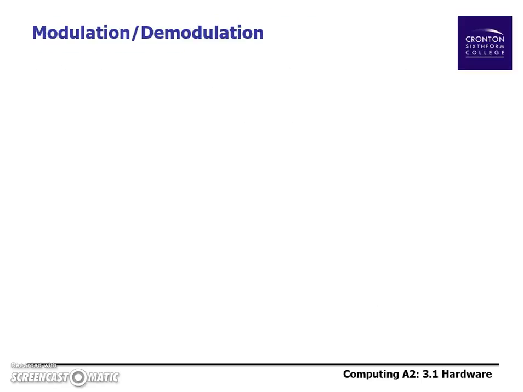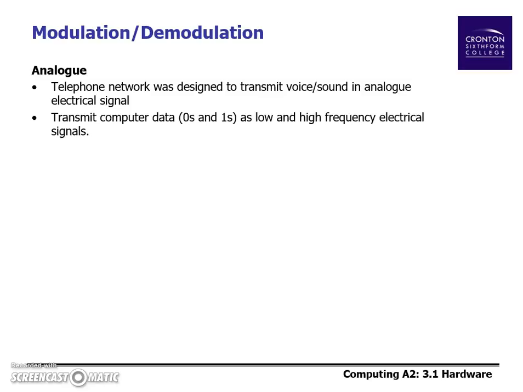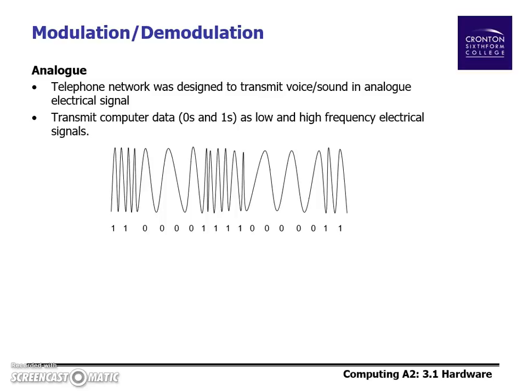Okay, so that covers everything on parallel transmission, serial transmission, and simplex, full duplex, half duplex communication. Now we've got modulation and demodulation. So we've got analog data. The telephone network was designed to transmit voice and sound in an analog electrical signal. It was required to transmit computer data, zeros and ones, as low and high frequency electrical values.